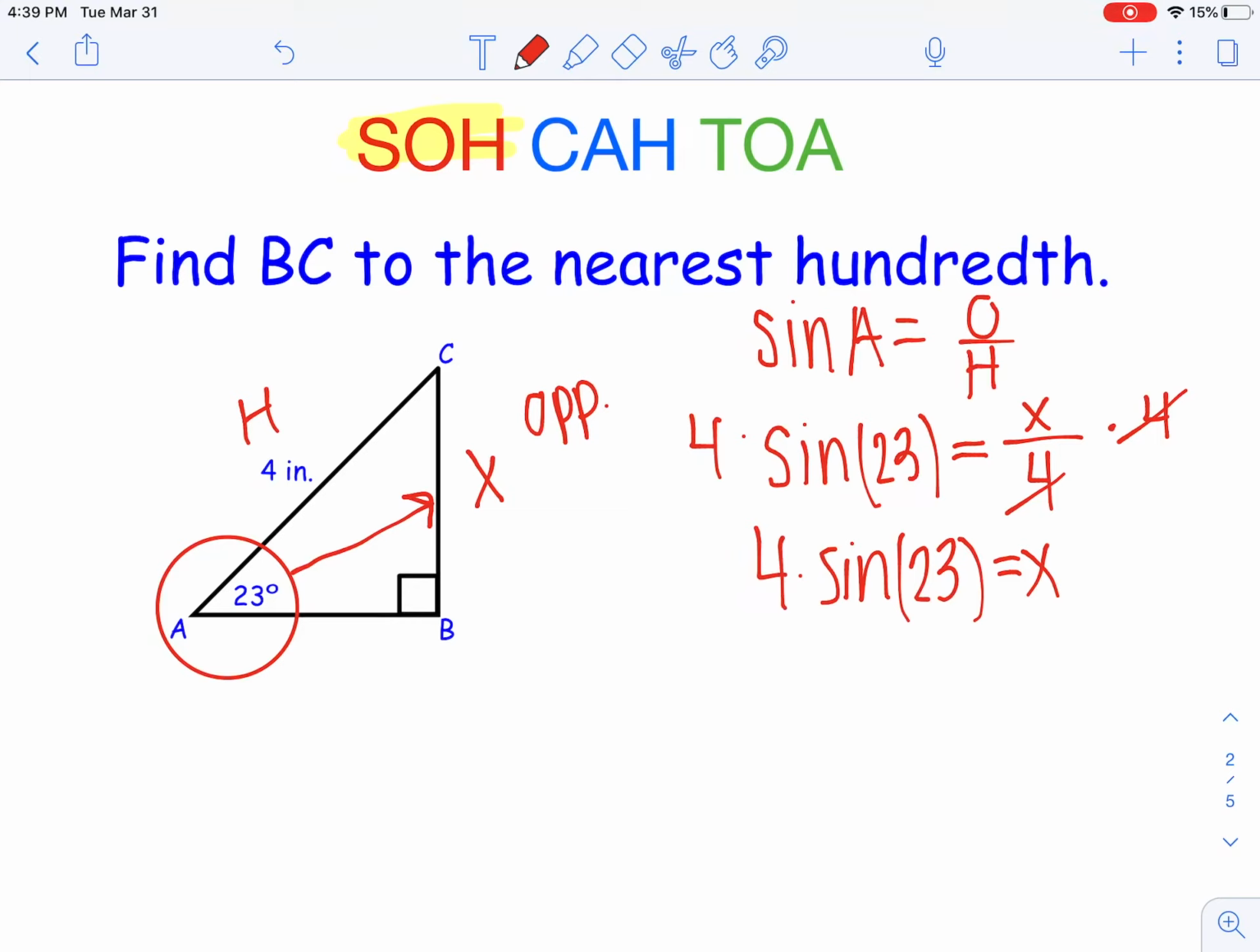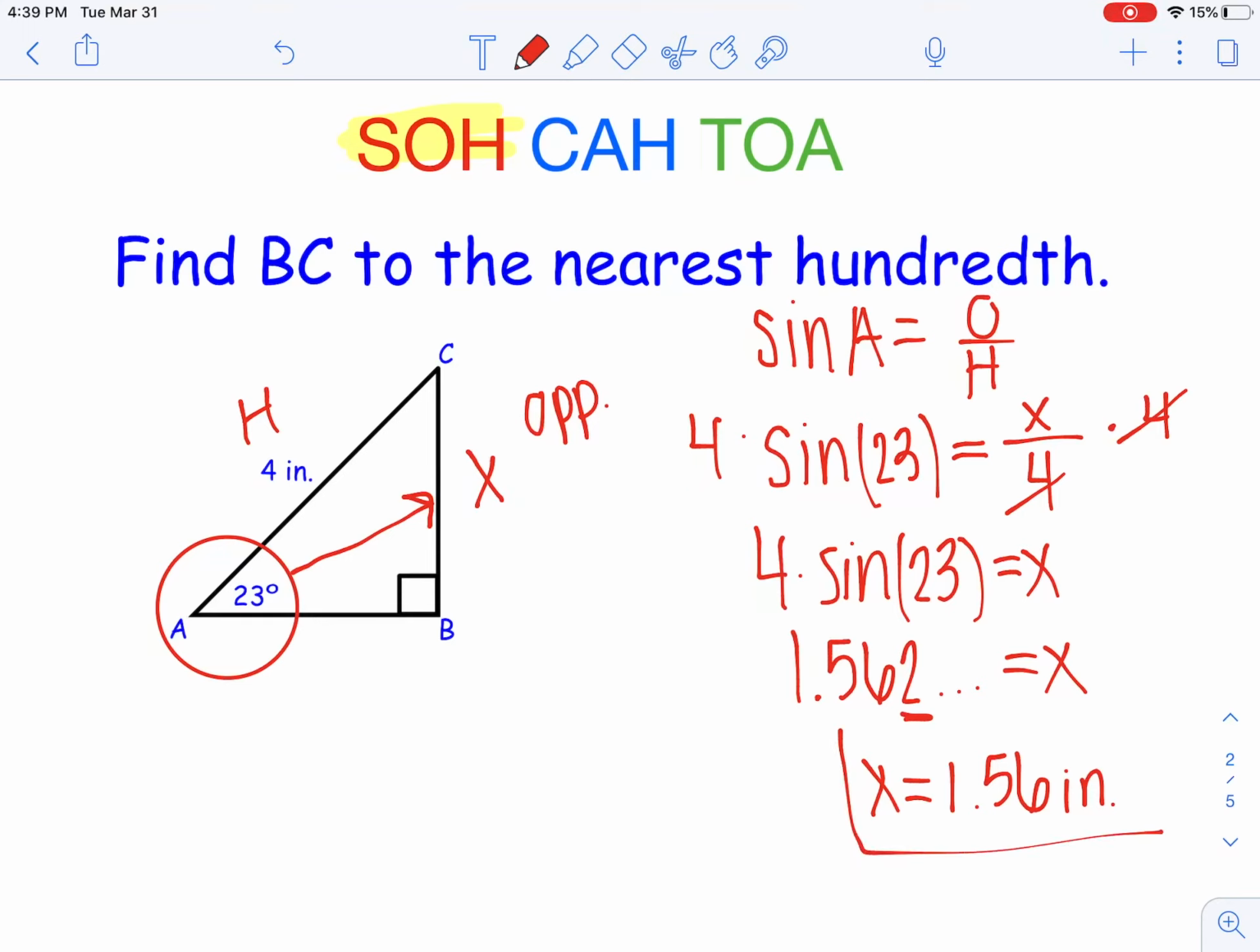If you go ahead and type that into your calculator, you will get a decimal 1.562 and so on for your x. Our directions did say to find BC to the nearest hundredth. So we're going to look at the number in the thousands place, and that one tells us to round down. So x equals 1.56 inches. Make sure you remember your units if you are given them.